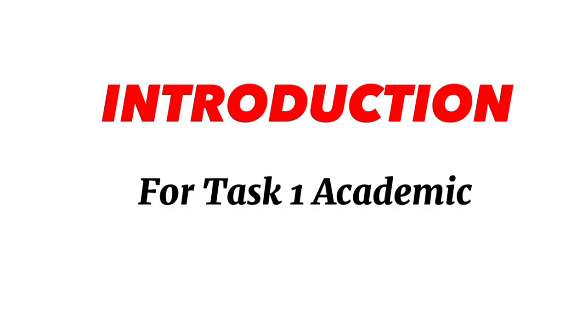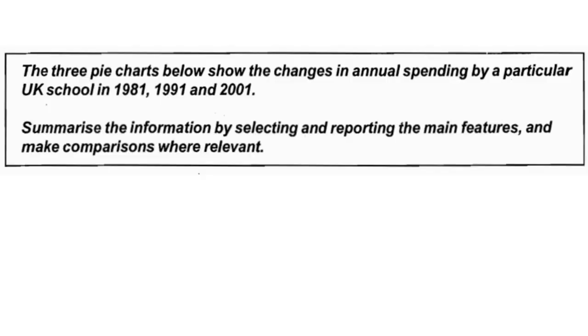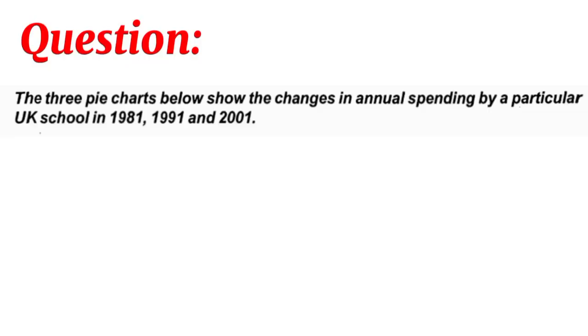Here the question says, the 3 pie charts below show the changes in annual spending by a particular United Kingdom school in 1981, 1991 and 2001. Now remember, you don't have to change every single word. Just change most of the words, because that's what the examiner is looking for. So here, have a look at my paraphrased introduction.